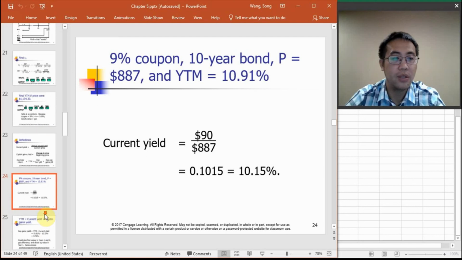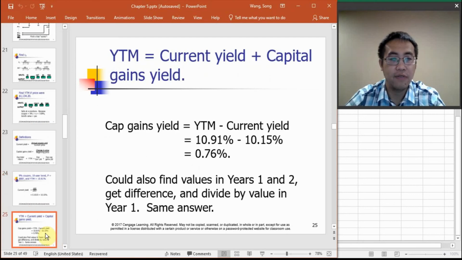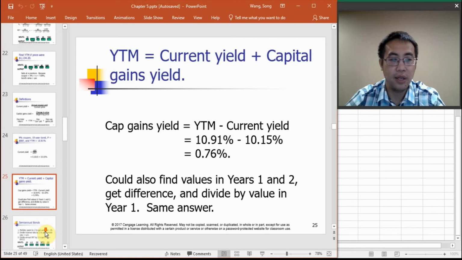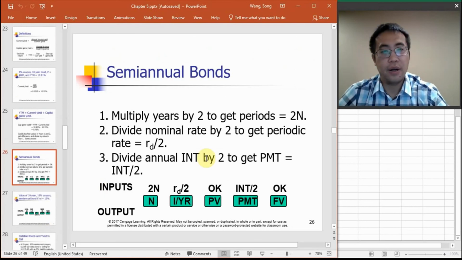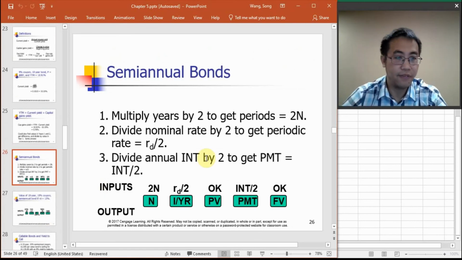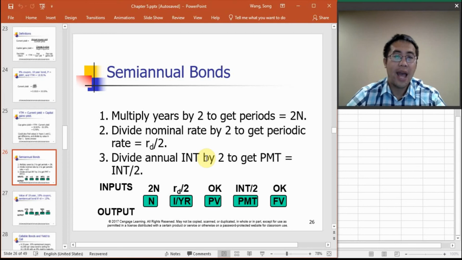All right. So for the calculation, it's straightforward. You can just keep using the formula and plug in the numbers, and I don't think that's too challenging. So the next part is a little bit tough. We are dealing with semi-annual bonds.